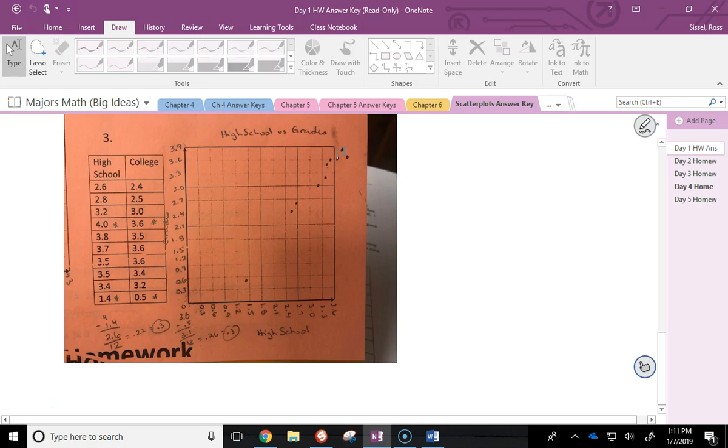If yours is a little different, it might have been because your scale was a little different, but the trend should have been about the same. Your dots still should have followed the same pattern.